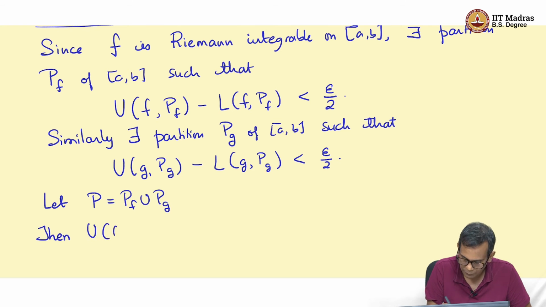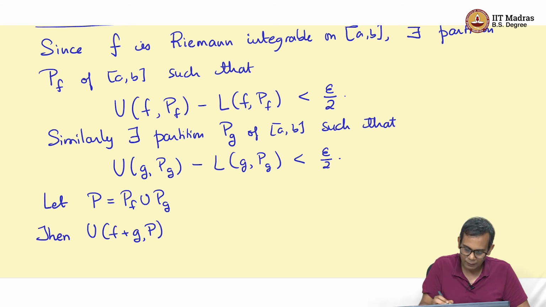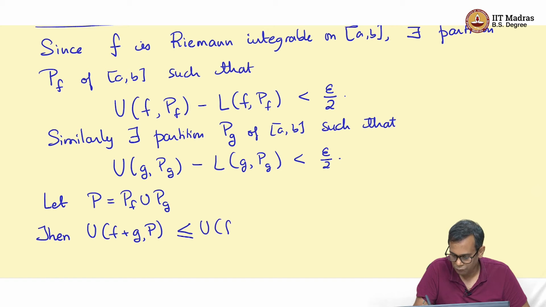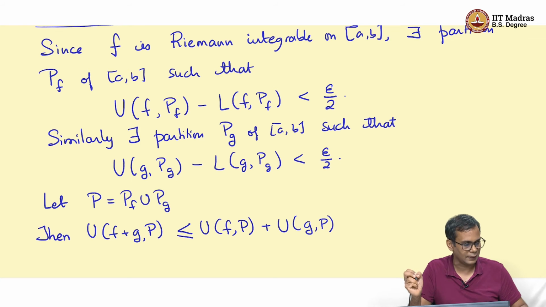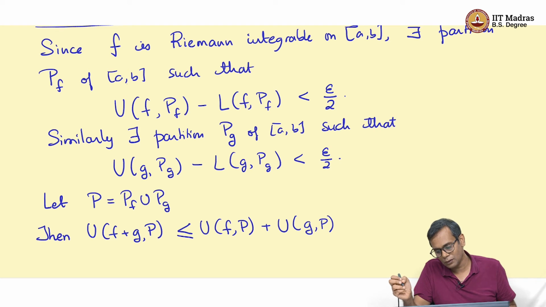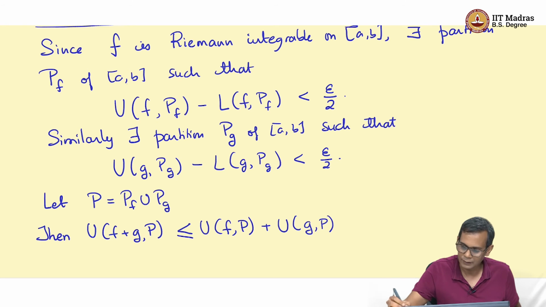And what we have is U of f plus g comma P. Well, let us be a little careful here. The first step I want to claim is that this is less than or equal to U of f comma P plus U of g comma P. Okay, why is this the case? Well, it follows from the following very simple fact.